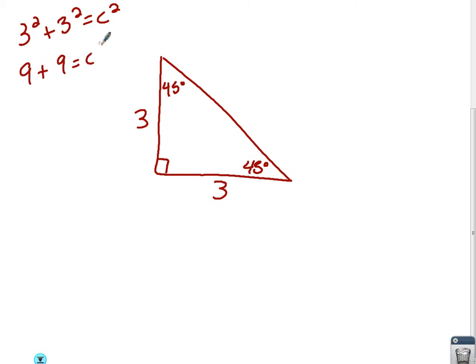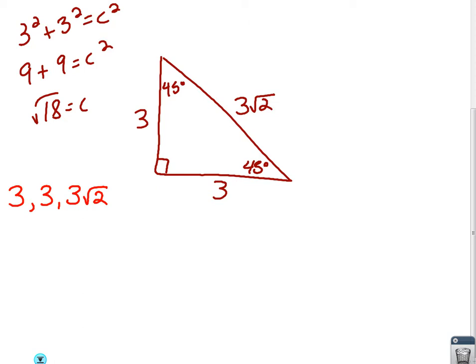9 plus 9 is c squared. 18 is c squared, so c is the square root of 18. If you simplify that, it simplifies into the square root of 9 times the square root of 2, which is 3 root 2. Let me write that down first. So my leg was 3, my other leg was 3, and my hypotenuse was 3 root 2.